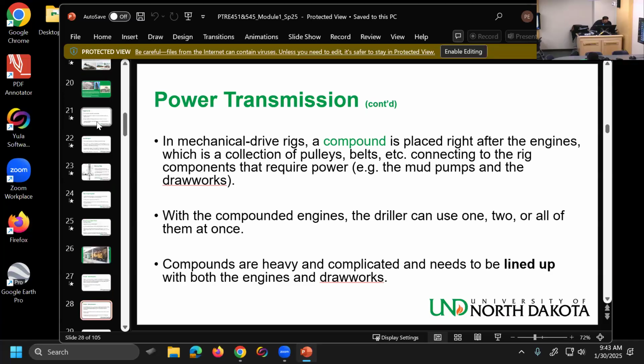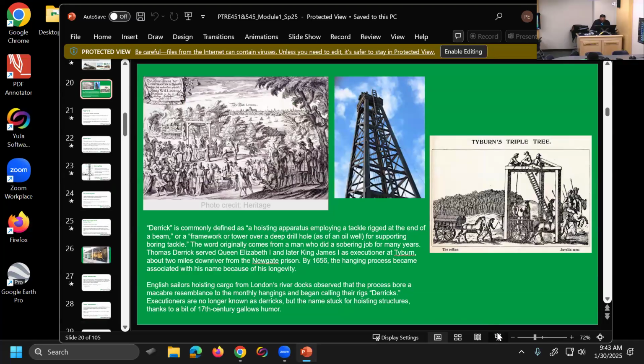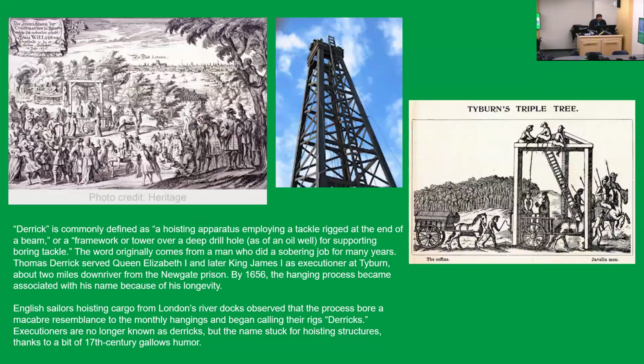But I added one more slide here, slide 20, and it's something that came to my mind afterwards. I read it somewhere, because we talked about the derrick and I forgot to tell you that the derrick got its name after Thomas Derrick, who was a British executioner in the 17th century. So he built something that looked like a derrick for his job. I think he was convicted of some terrible crime with some other friends of his.